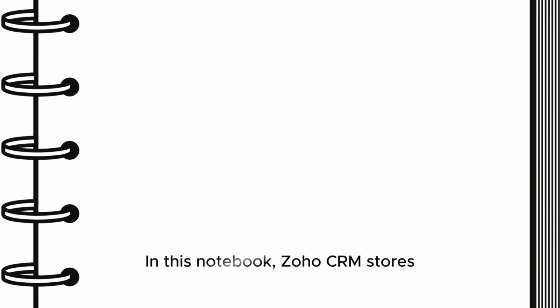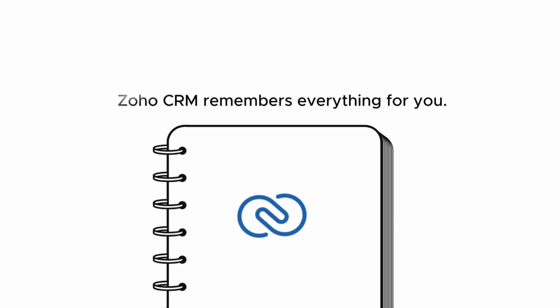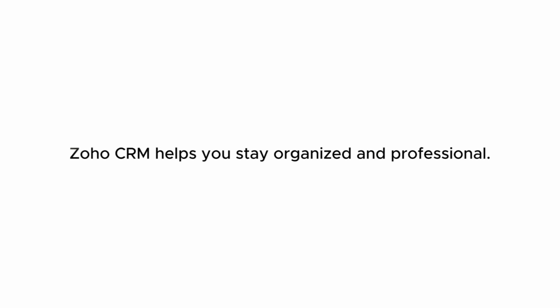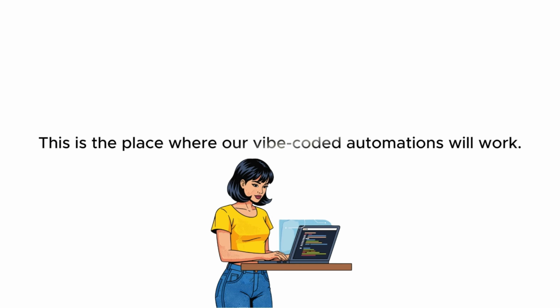In this notebook, Zoho CRM stores customer names, phone numbers, emails, enquiries, and sales details. Whenever someone contacts your business, Zoho CRM remembers everything for you. Instead of searching WhatsApp, emails, or papers, you open Zoho CRM and see all information in one place. Zoho CRM helps you stay organized and professional. This is the place where our vibe-coded automations will work.